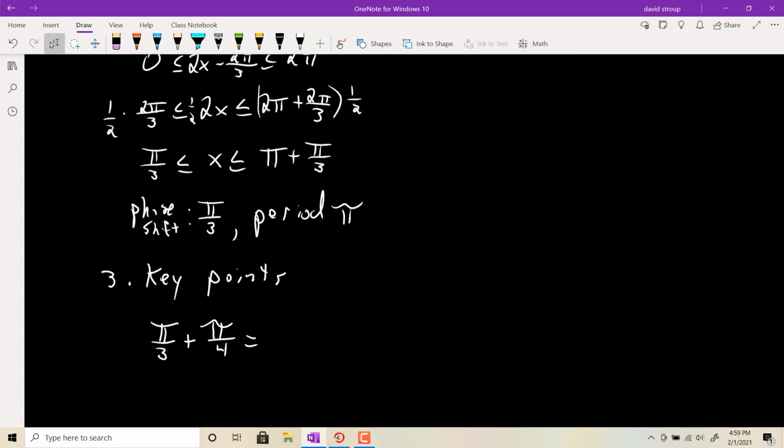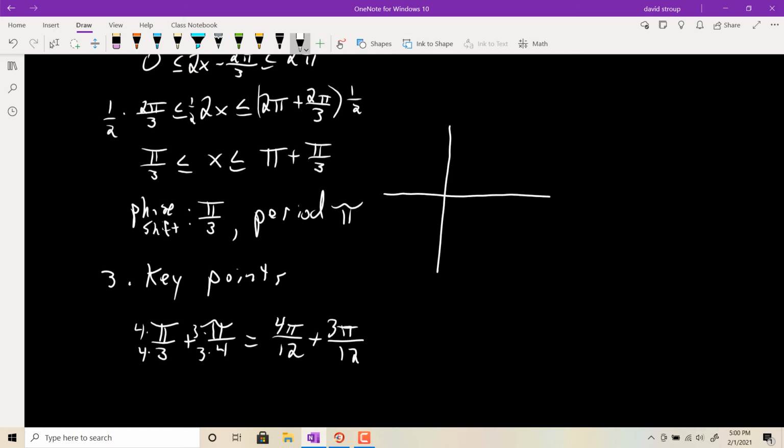let's see, I'm going to start at finding a common denominator, right? So of 12, so I need to multiply top and bottom of this guy by 4. So 4 pi over 12. And then for the second guy, I need to multiply top and bottom by 3. So this would be 3 pi over 12. So I'm starting at 4 pi over 12, which is the same as pi over 3, and then I'm moving 3 pi over 12s every time. So let's draw that.